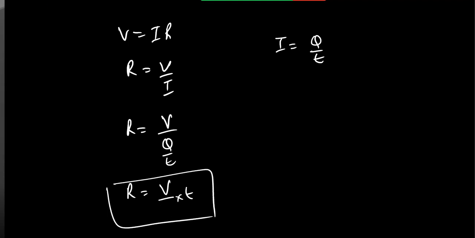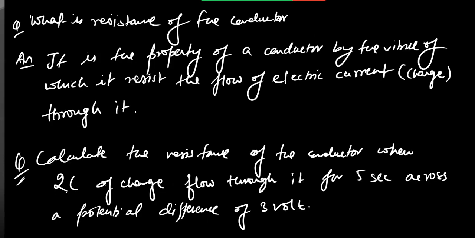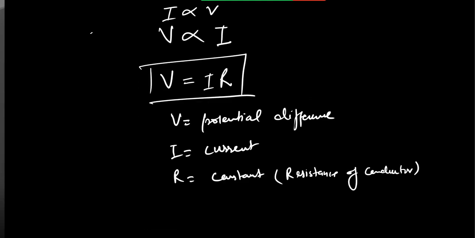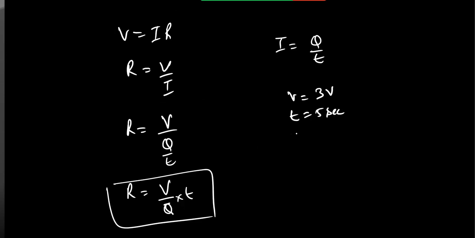Okay. Understood? What is being given to you in the question? It is given that the charge is 2 coulombs, the time is given, and the potential difference. So please write in summary: V is 3 volt, the potential difference. Time is 5 seconds. And the charge Q is 2 coulombs.